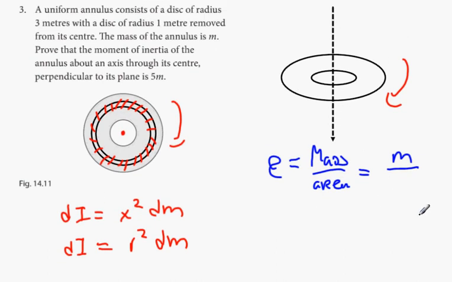Take away a small disc, so it's going to be 2 pi times 3 squared minus 2 pi times 1 squared. Big one minus the small one. Okay, that will turn into m over. Oh, sorry. Excuse me. It's not 2 pi. It's pi r squared, because I know it should be 8 pi, so it's pi r squared minus pi r squared. That's going to give you 8 pi, so m over 8 pi is our rho.